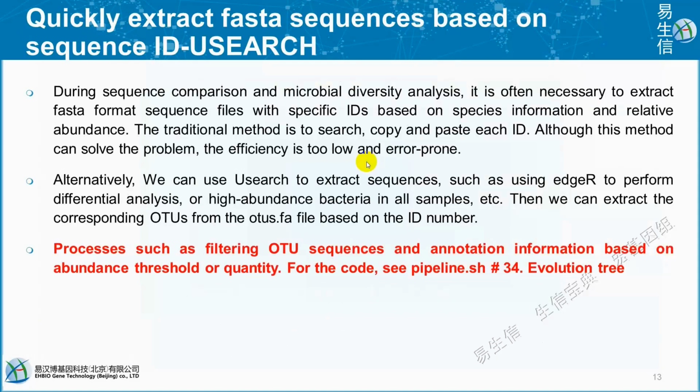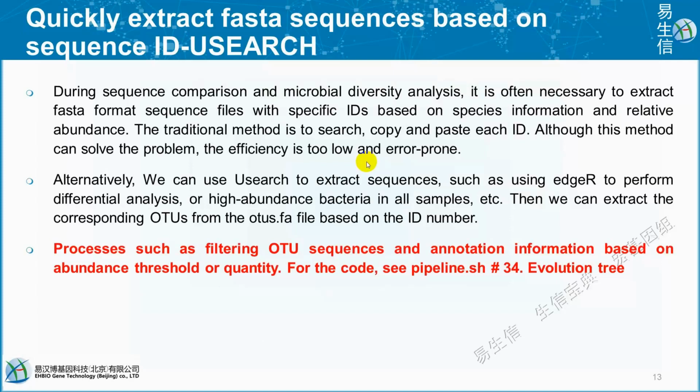Basically, we can use usearch to quickly extract FASTA sequences because during sequence comparison and microbial diversity analysis, it is often necessary to extract FASTA format sequence files with specific IDs based on specific information and relative abundance. The traditional method is to search, copy, and paste each ID, which is very slow, low in efficiency, and prone to error.